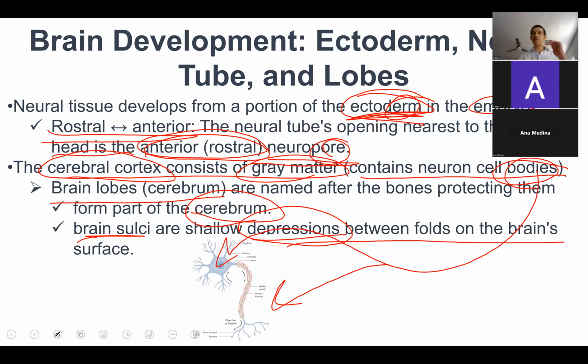And the space above pia is called the subarachnoid space. That's where CSF flows out from the fourth ventricle via the median foramen of Magendie and the lateral foramen of Luschka.